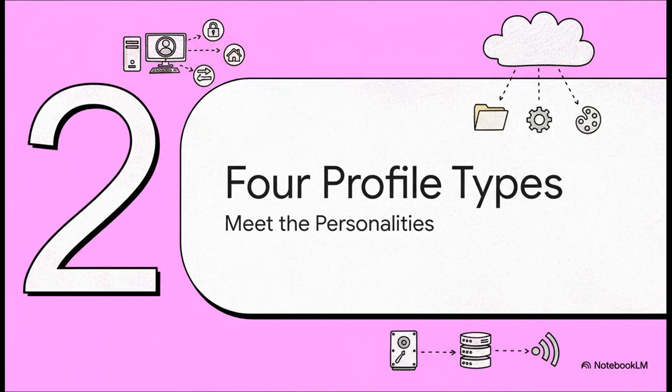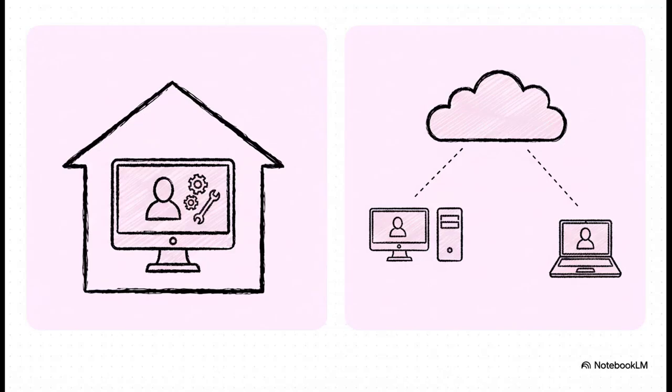Now, here's where it gets really interesting. Not all profiles are created equal. Depending on what you're doing, a profile can have one of four very distinct personalities. Let's meet the family. First up, you've got the two most common types. The local profile is what I'd call the homebody. It lives on one computer, and that's it. Your settings don't follow you around.